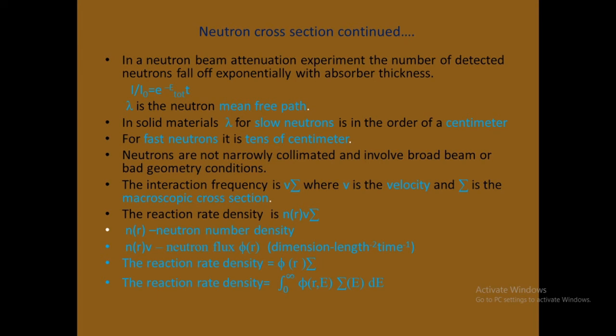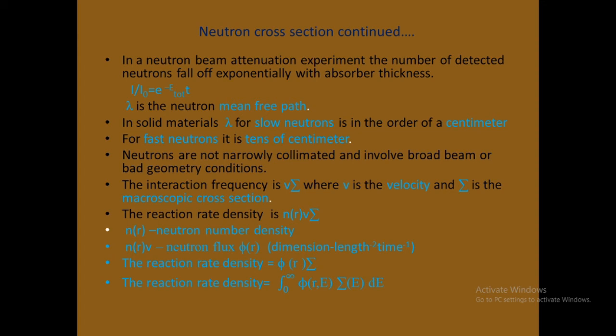The neutron mean free path lambda is related to Sigma total as 1 by Sigma total. In solid materials, lambda for slow neutrons may be of the order of a centimeter or less, whereas for fast neutrons it is normally tens of centimeters. The neutrons are not narrowly collimated in most of these cases, so that they always involve bad geometry conditions, or may always involve a broad beam.